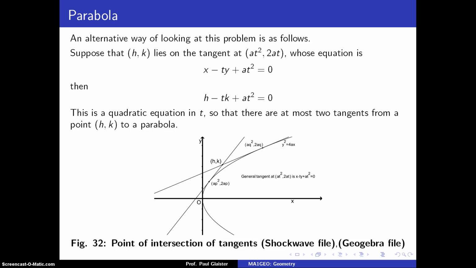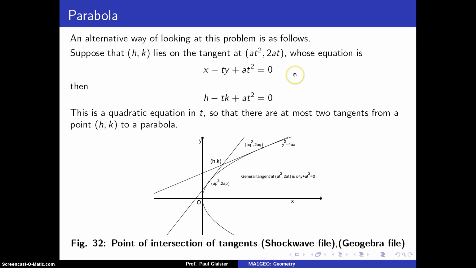Now there's another subtle way of determining that point. So here goes. Let's suppose that we take (h, k) in the plane and draw from it to the parabola the two tangents, which will be tangents at, say, 2 points (ap², 2ap) and (aq², 2aq). Now obviously if we could determine h and k in terms of p and q, then we would have determined the coordinates of the point of intersection of those two tangents.